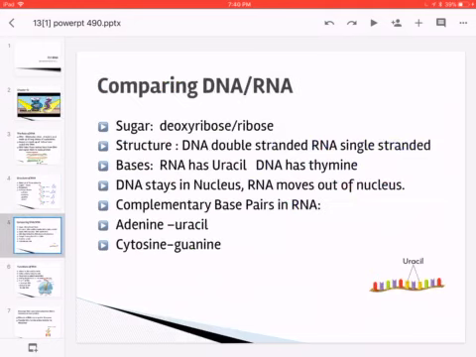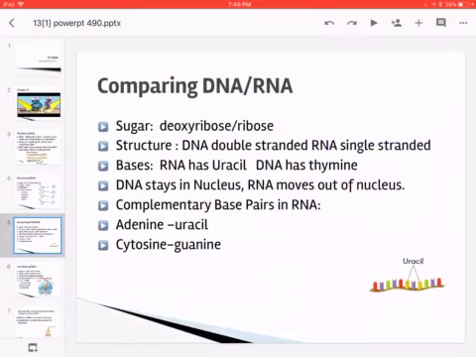Comparing DNA and RNA. Remember, DNA is deoxyribonucleic acid, and DNA contains the sugar deoxyribose, where RNA contains the sugar ribose. The structure of DNA is double-stranded. You remember seeing the double helix model and the ladder model that we talked about for DNA. Well, RNA is only single-stranded. It's basically 1/2 of what DNA looks like.